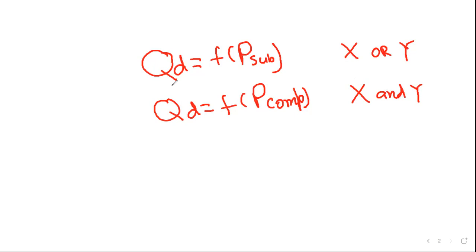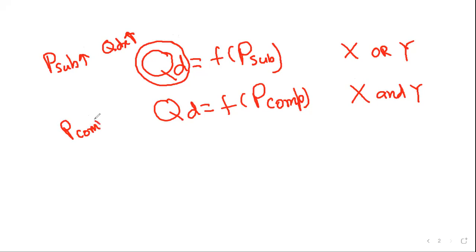So now look, if the price of substitute increases, what happens? The original good becomes more attractive now, right? Yes. So the quantity demanded for X will increase. See, they're moving in the same direction. What about complements? If the price of the complement increases and our budget remains unchanged, what will happen to the quantity demanded of X? It will fall. So they're moving in opposite directions.